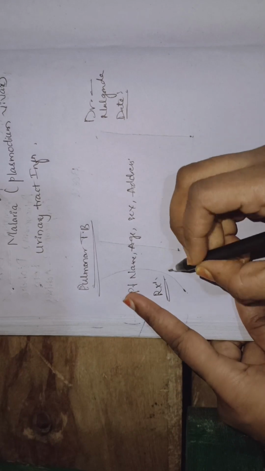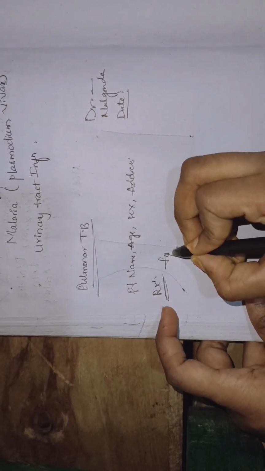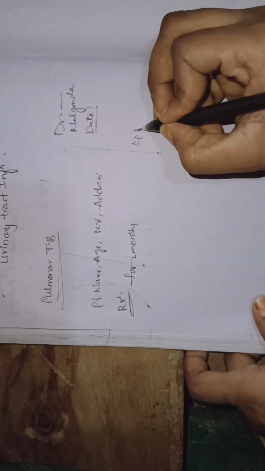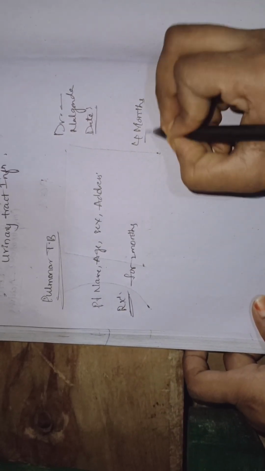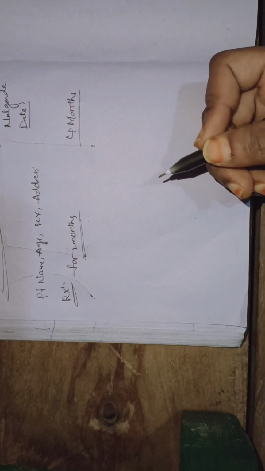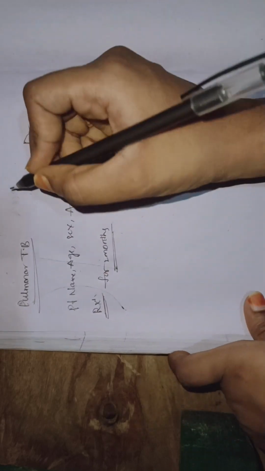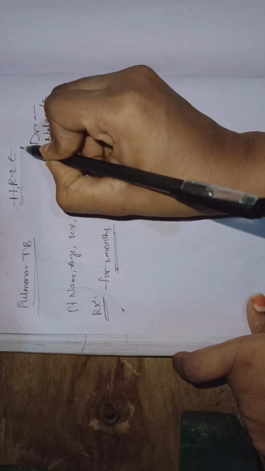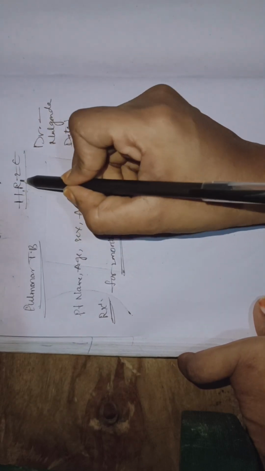Okay, so now we should discuss the pulmonary tuberculosis treatment. In pulmonary tuberculosis, treatment is for 2 months and then for 4 months. So what are the drugs that can be given in pulmonary TB? You already know the mnemonic, HRZE.